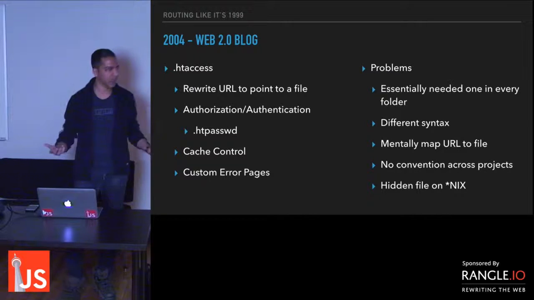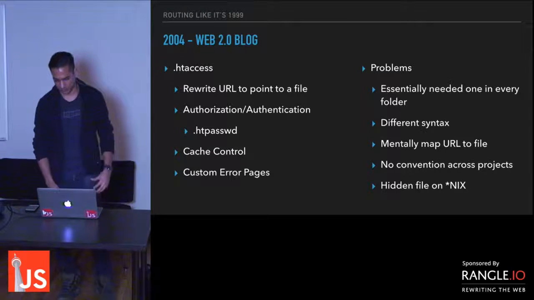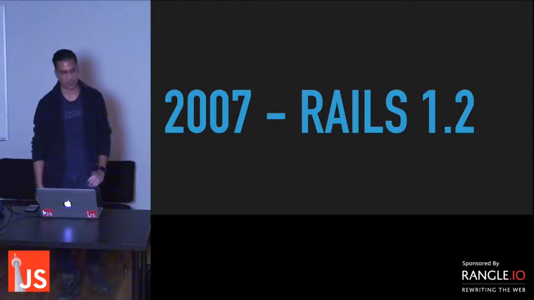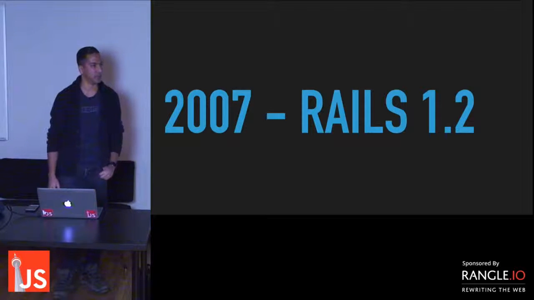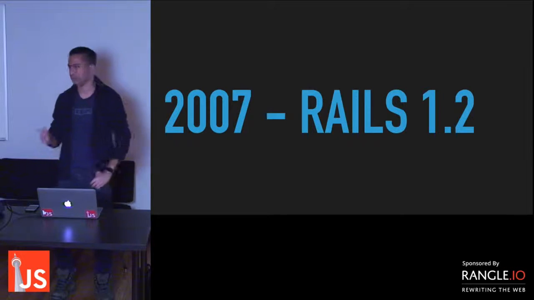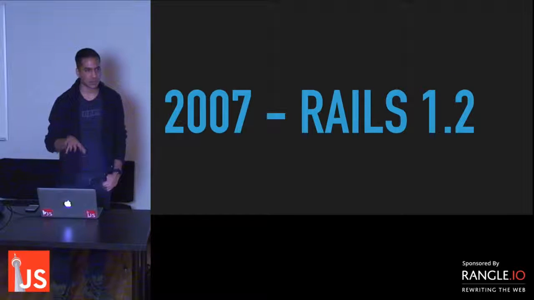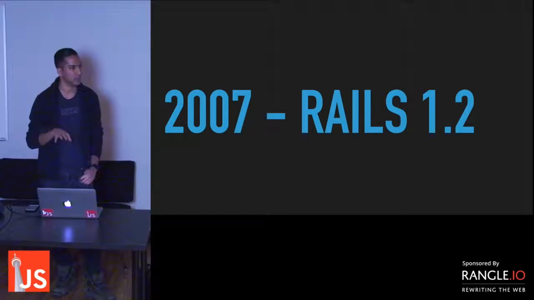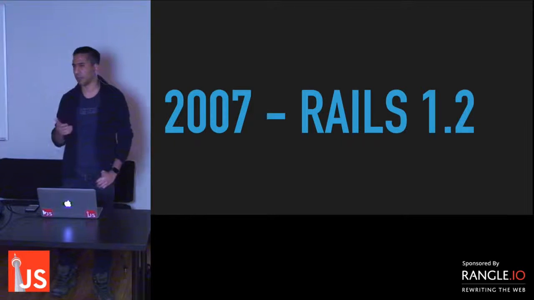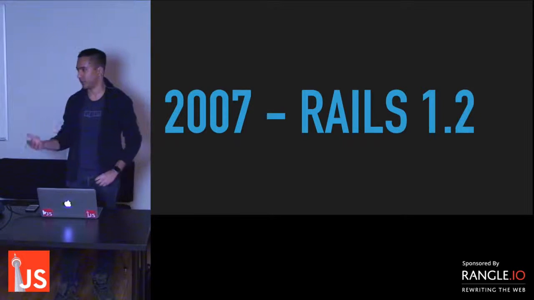So how can we improve on this? This was a real pain. Well, let's fast forward a few years to 2007 when Rails 1.2 came out. It was awesome. So much better. And amongst many features in Rails 1.2, the one that pertains to this talk is being able to define RESTful web resources in a conventional fashion.